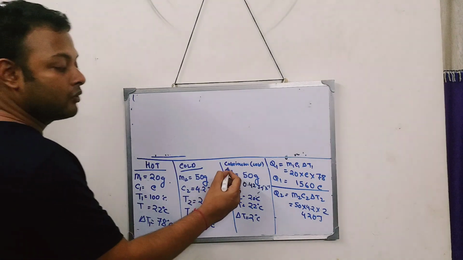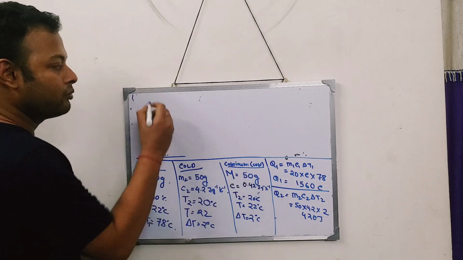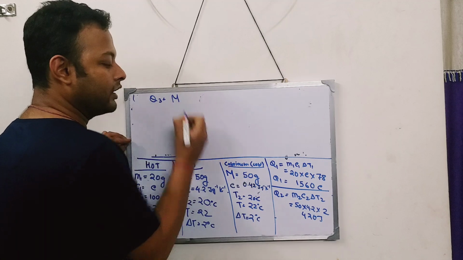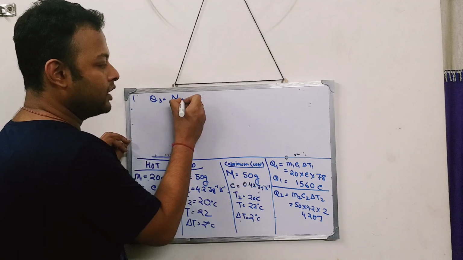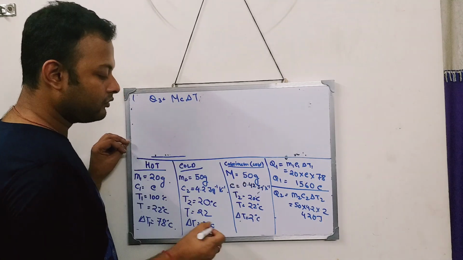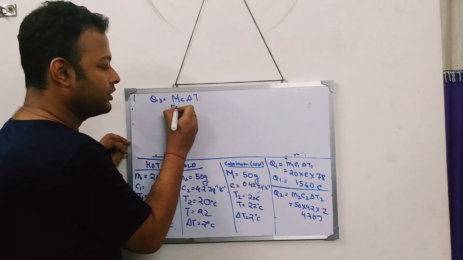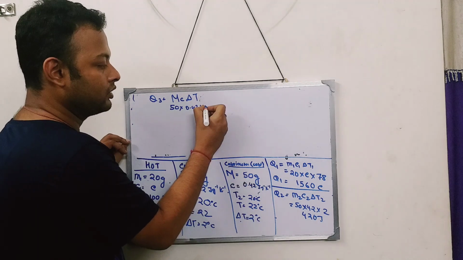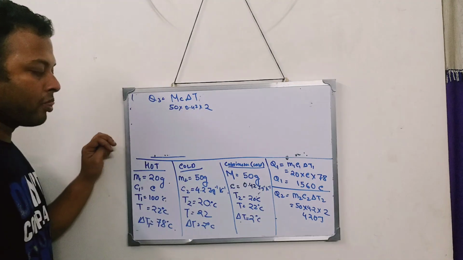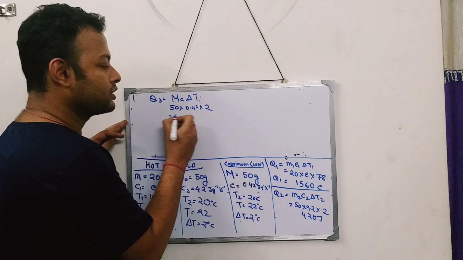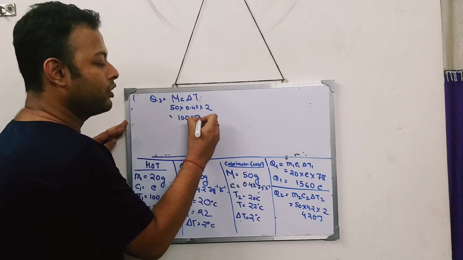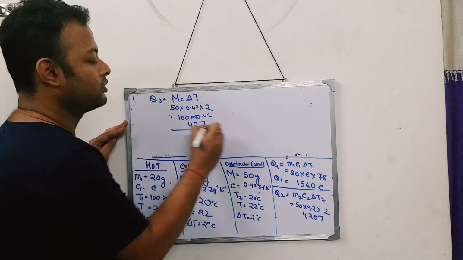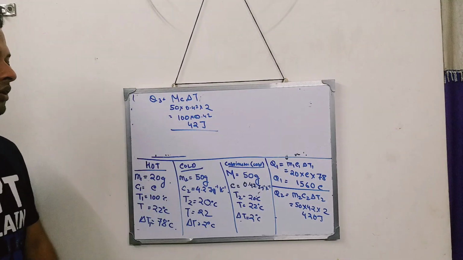Now the calorimeter will also absorb heat because that is also a cold body. So the heat absorbed by the calorimeter, let that be Q3, will be M C delta T. M is 50 gram, C is 0.42, and delta T is 2. If you multiply, 100 into 0.42 becomes 42 joule. So that is the Q3 value.